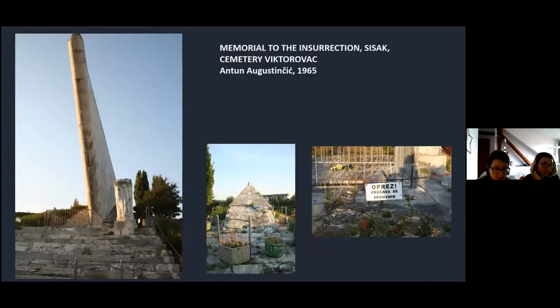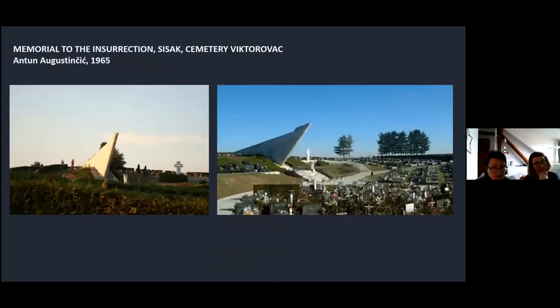Also in Sisak, there is another monument located on the city cemetery that was simply left to decay. Over the years, it became statically unstable and dangerous, so it was fenced around and marked with no-access signs. This example is particularly interesting because only a few meters from it, a new monument was erected in 1995 to commemorate the victims of the war of the 90s.